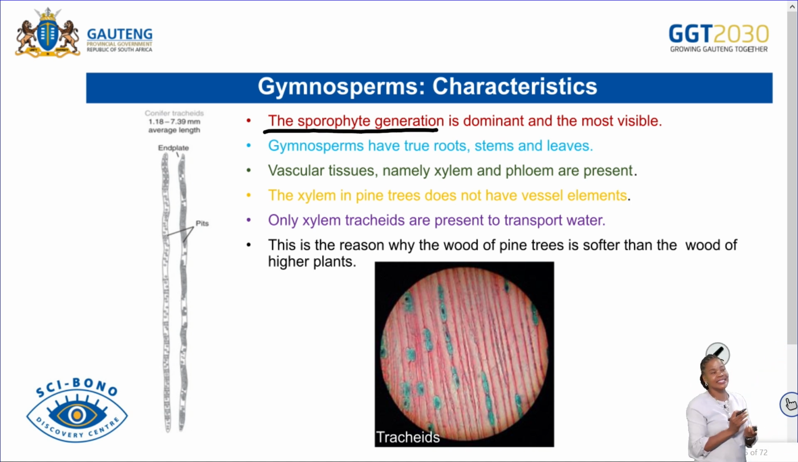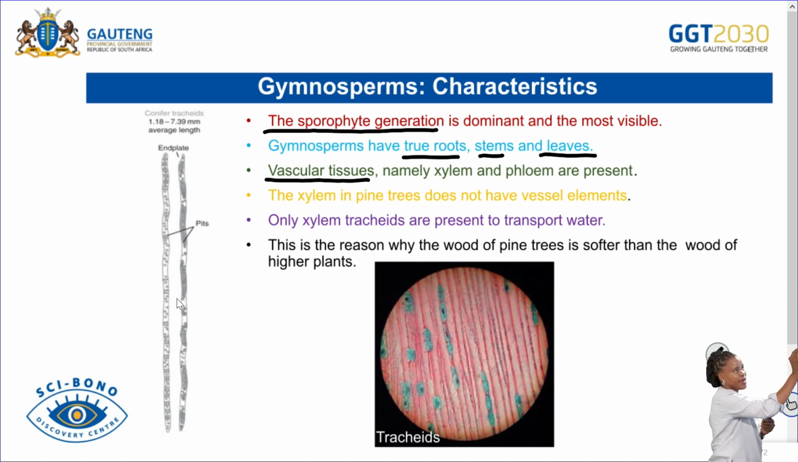The sporophyte generation is the one that is dominant in the gymnosperms, and it is the most visible part of the plant. And then the gymnosperms also have true roots, true stems, and true leaves. In other words, they are not referred to as thallus plants because they have true roots, stems and leaves. And then they also have vascular tissues. In other words, they have the xylem as well as phloem.